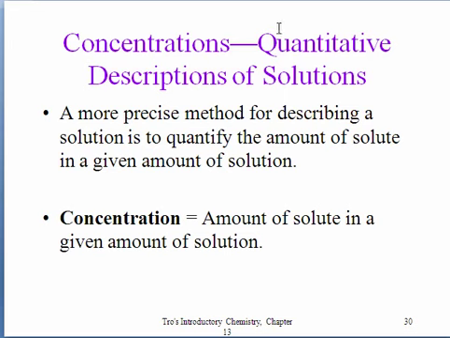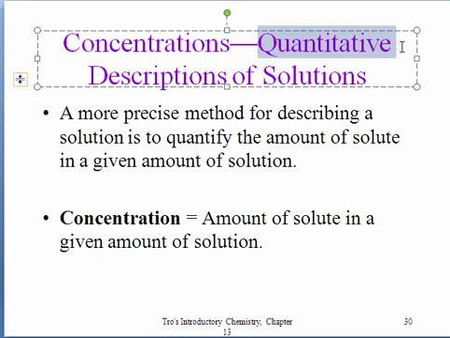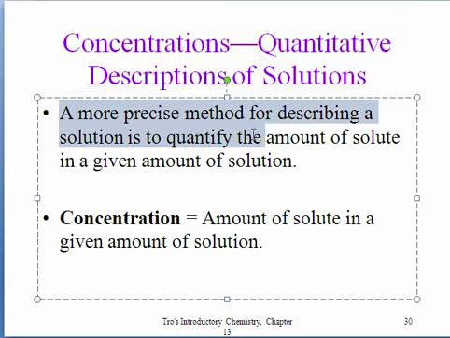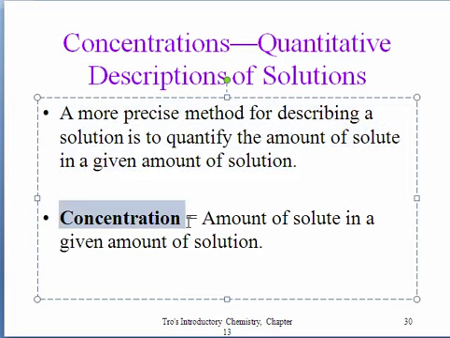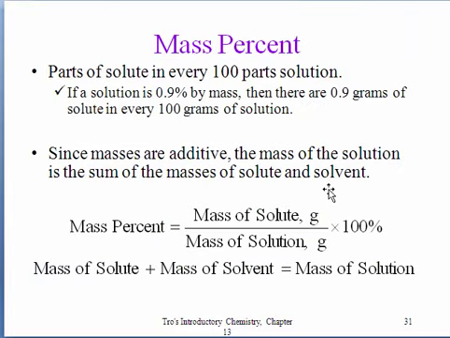Now we need a quantitative way to describe solutions, and by quantitative we mean use of numbers. A more precise method for describing a solution is to quantify it in what is known as concentration. And concentration is how much of the solute, or dissolved substance, is in a given amount of solution. One way of describing concentration is mass percent.